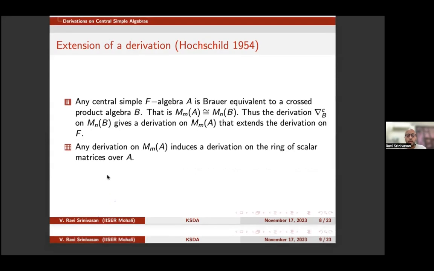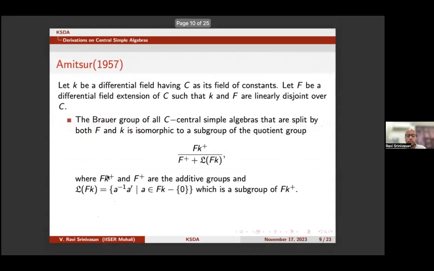So next, what we will talk about is some applications. Amitsur basically used derivations to essentially classify the Brauer group of central simple algebras over some field C. So you can think of C as the field of constants of some differential field K. Then this is the Brauer group of all central simple algebras split by F and K. That is, there are two fields which are linearly disjoint over C.